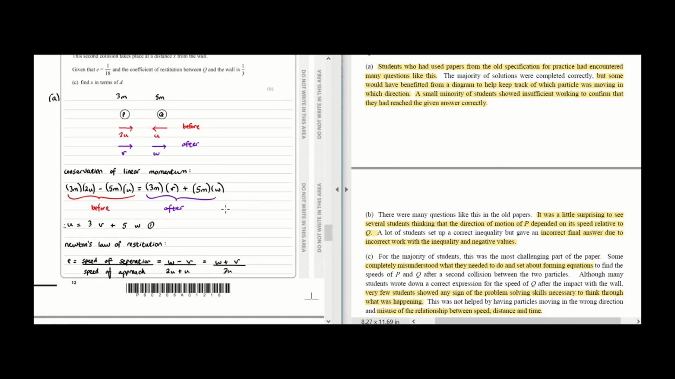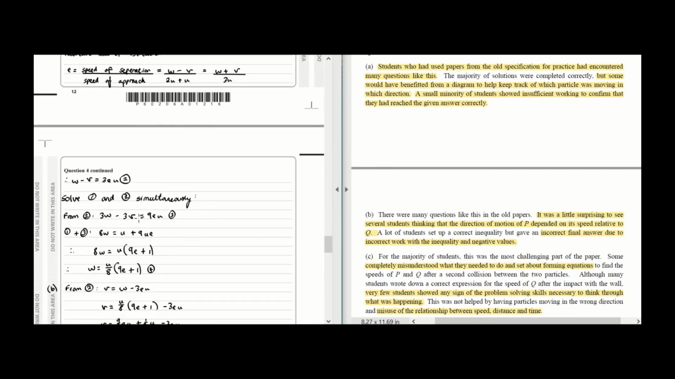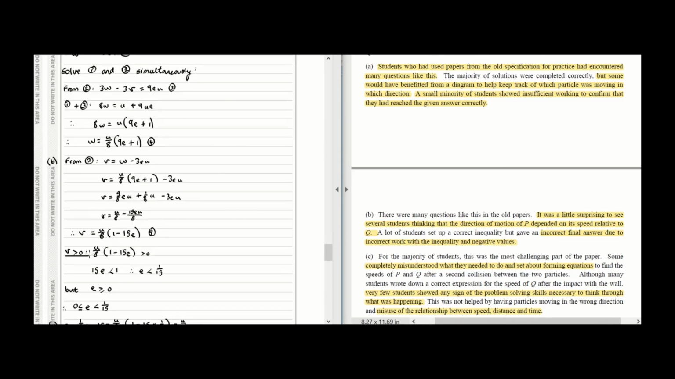Okay, part B, this was like a question from the old paper. It was a little surprising to see several students thinking that the direction of motion of P depended on its speed relative to Q. A lot of students set up a correct inequality but gave an incorrect final answer due to incorrect work with the inequality and negative values. So I think part B, it was something 0 because the direction of P is not changed.